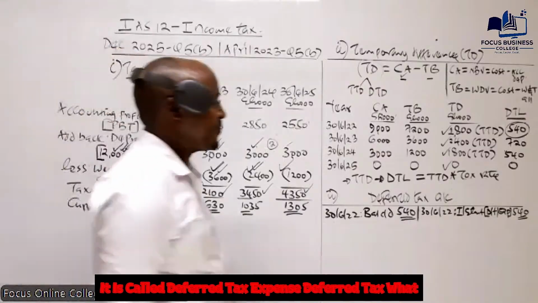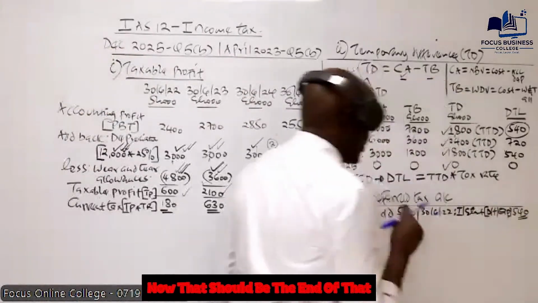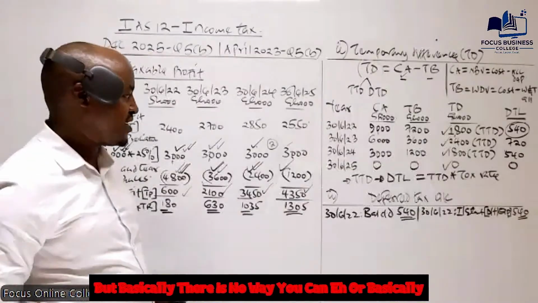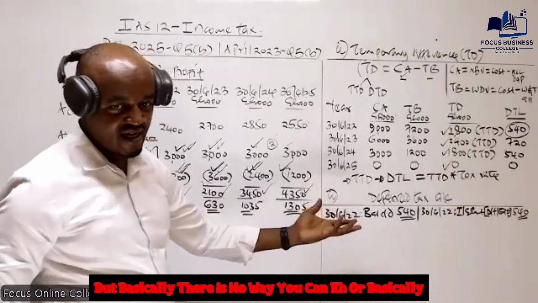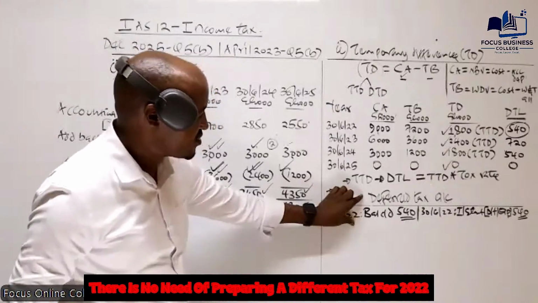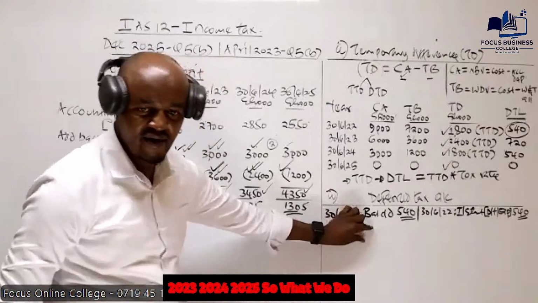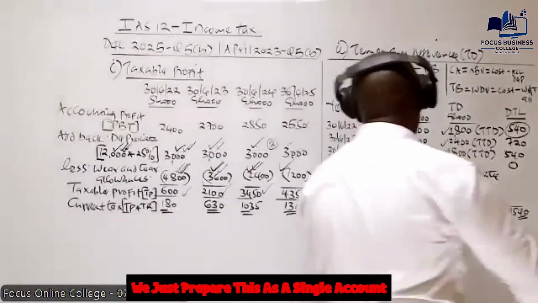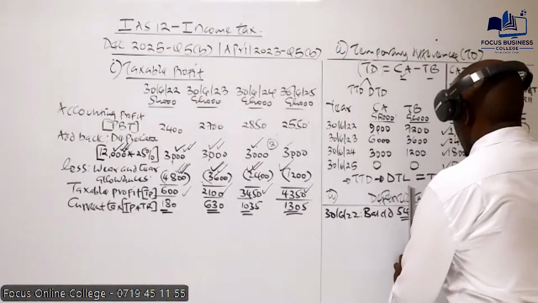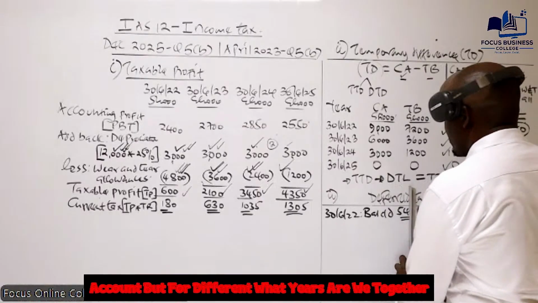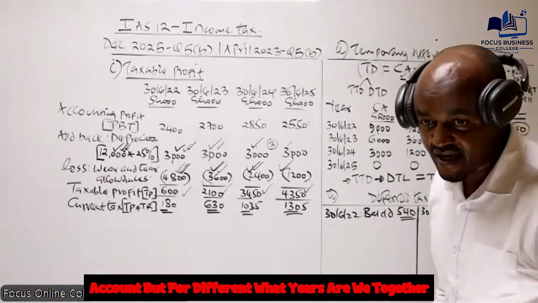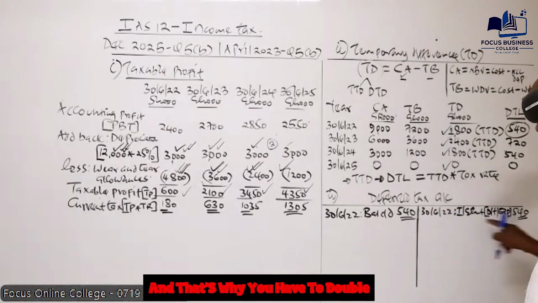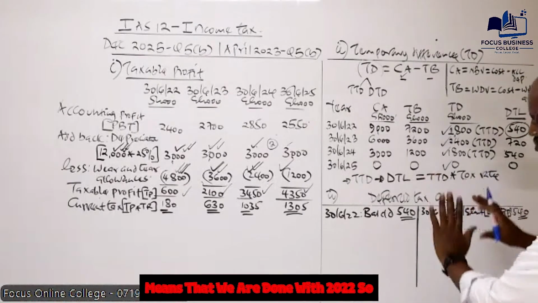Deferred tax expense. Basically, that should be the end of that account for that year. There is no need of preparing a separate deferred tax account for 2022, 2023, 2024, 2025. So what we do is prepare this as a single account, but for different years. Are we together? That's why you have to double underline that. It means that we are done with 2022.